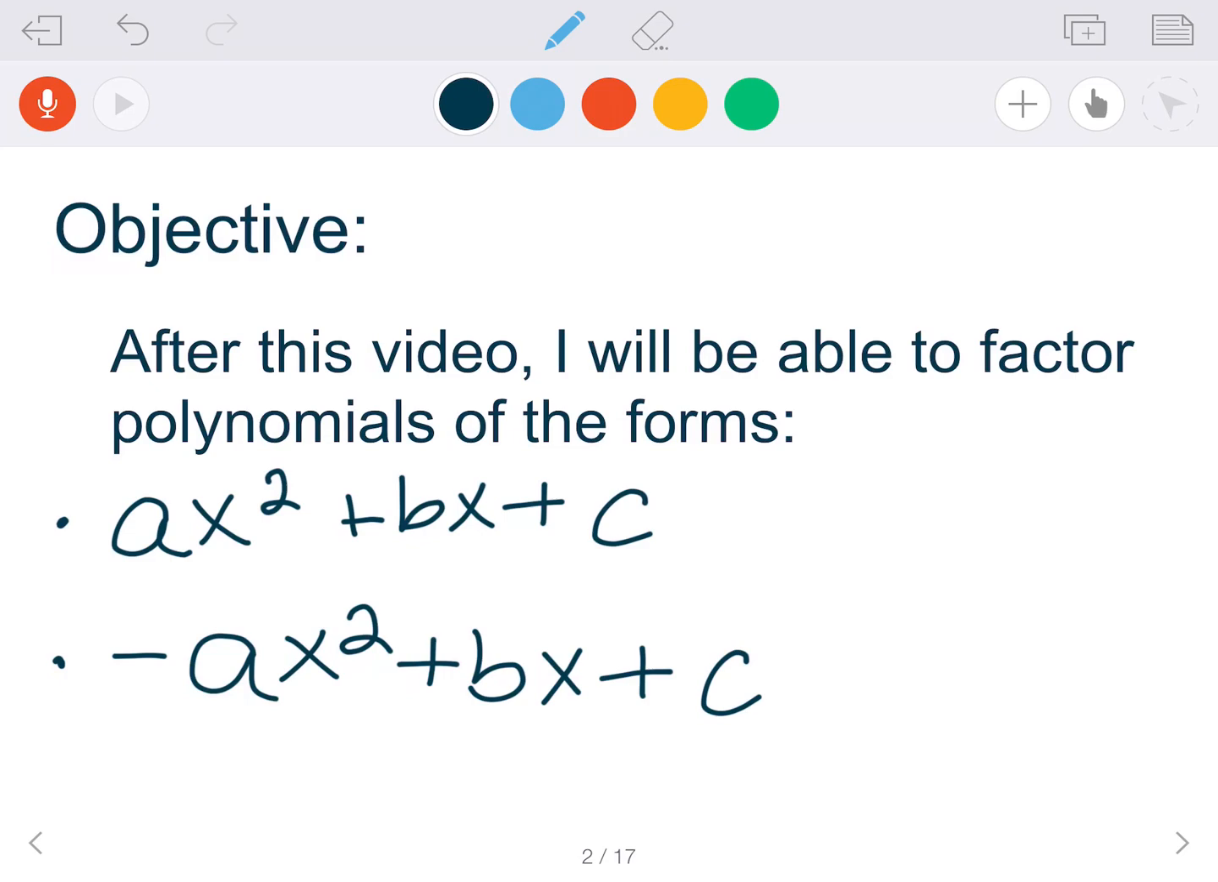Our objective for this section: after this video, I will be able to factor polynomials of the forms ax squared plus bx plus c and negative ax squared plus bx plus c.